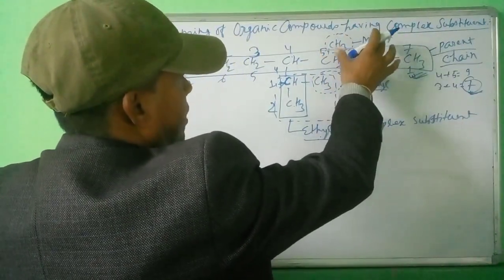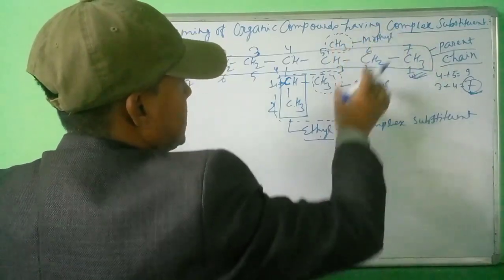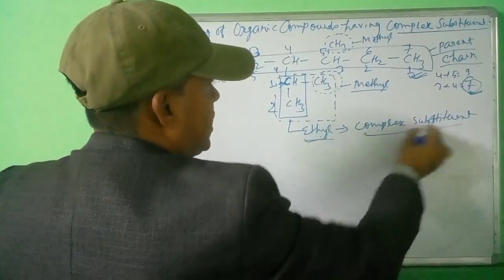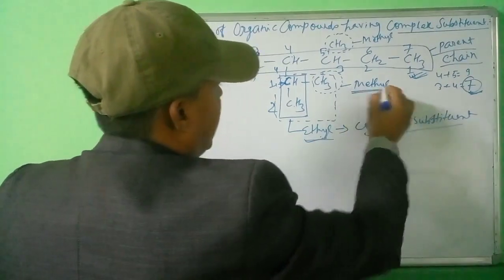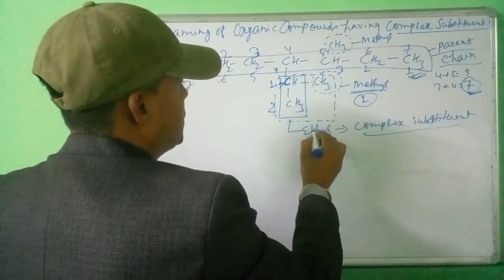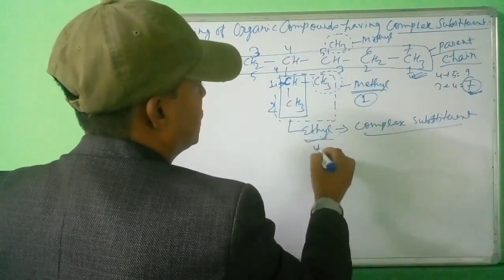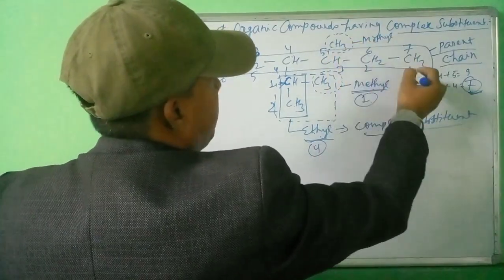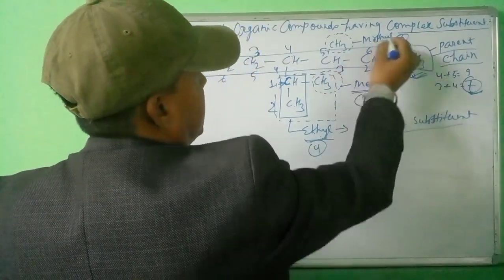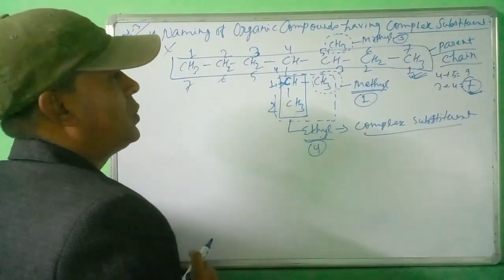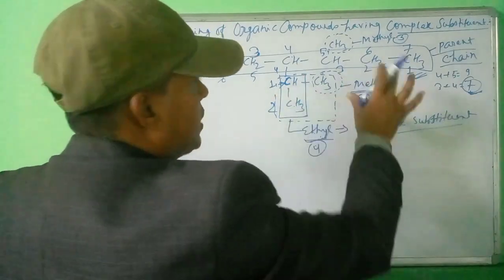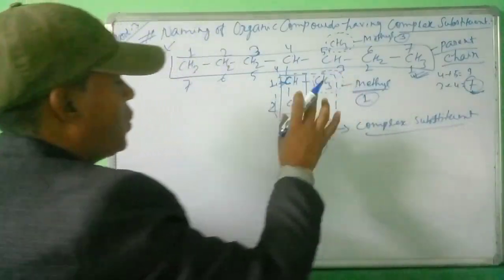We have already found the alkyl substituents, the methyl and the complex substituent ethyl, which has a methyl. The position of methyl in ethyl is 1. The position of ethyl in the parent chain is 4th, and the position of methyl in the parent chain is 3rd. This way we find the positions of the substituents. Here there is no functional group because an alkane has no functional group.